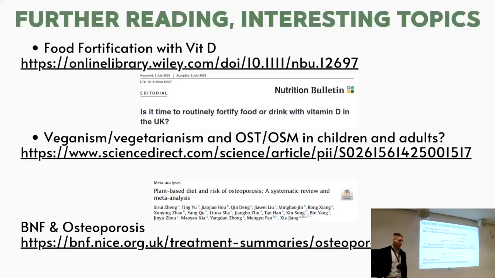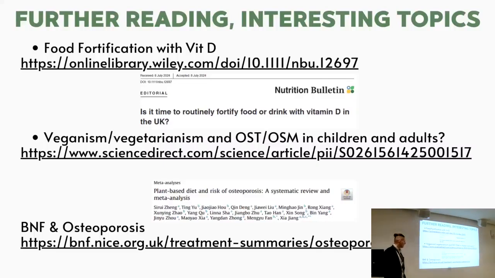If you want some further reading on this topic, there's some interesting material you can have a look at. Food fortification with vitamin D: should we just fortify all our foods with vitamin D? Vitamin D is always a hot topic. It's related to the immune system as well, potentially getting sick, fewer colds and viruses, because it helps us in that respect too. But maybe we could also offset osteoporosis, particularly since we've got an ageing population. So, should we start doing this? That's an interesting topic.